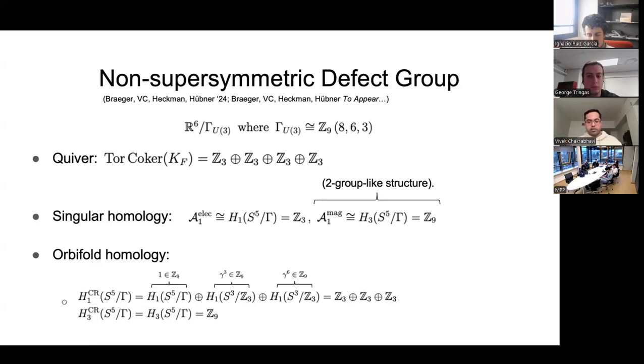So the upshot of all of this is that when computing these defect groups, in the supersymmetric cases, singular homology always does a good job of capturing the torsional data. However, if I go to non-supersymmetric examples that have some fixed points on the boundary, I really need this more robust tool of orbifold homology to get a match with the quiver.